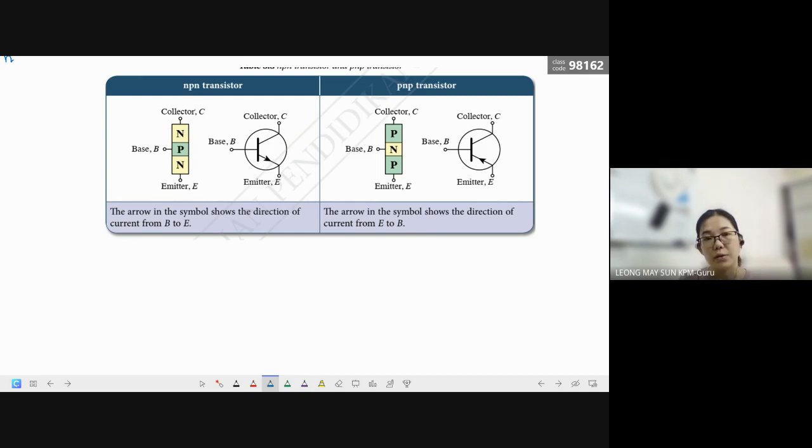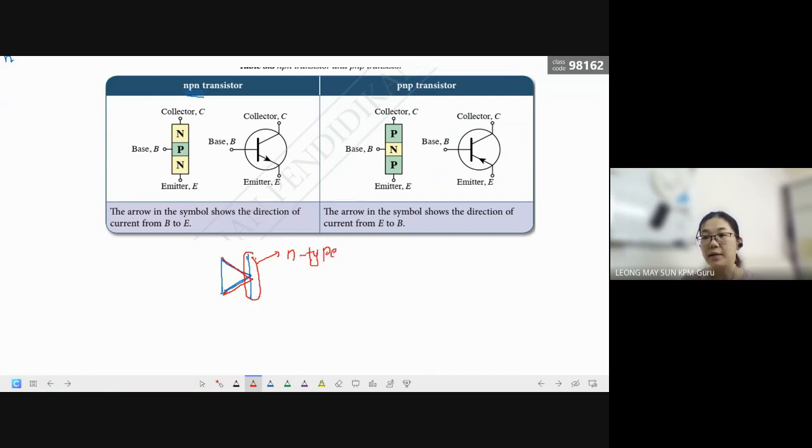A transistor is actually a composition of three semiconductor pieces placed together. For an NPN transistor, how I recognize it is the arrow from the semiconductor diode that I taught you guys in the previous lesson: the arrow will point towards the negative. This is the arrow part. So the arrow points towards negative, which means this line is actually the N type of semiconductor.